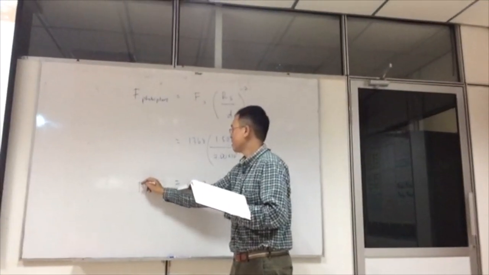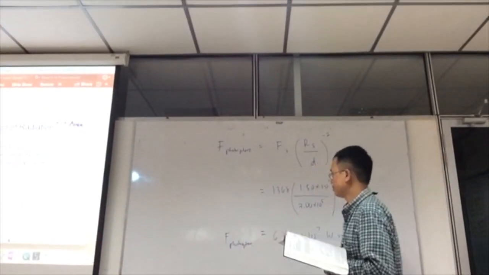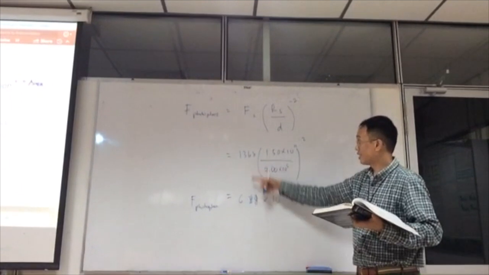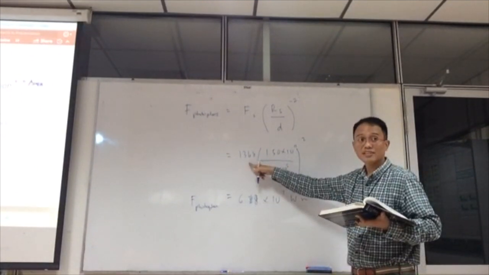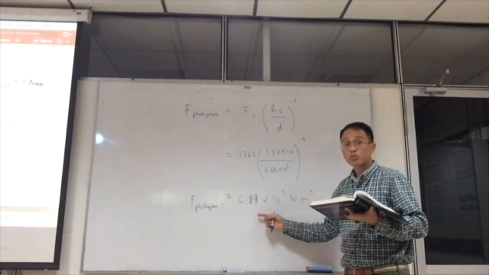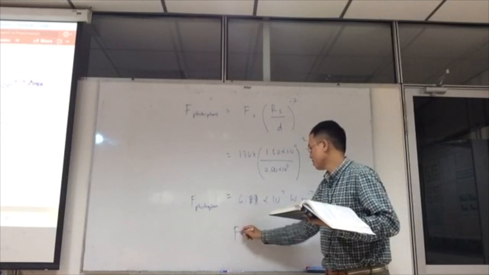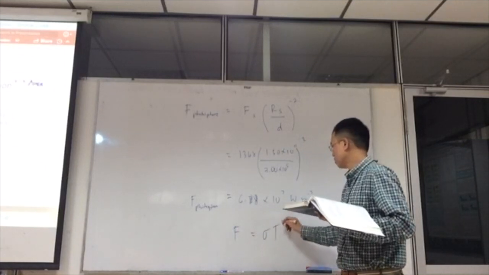And that is the F of the photosphere, which is a lot higher than just 1368 on the surface of the sun. So now we have the F photosphere, that we can calculate the black body temperature using the equation F equals sigma T to the power of 4.